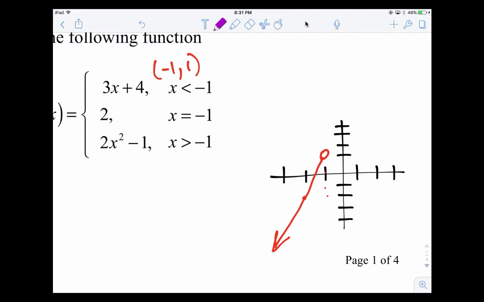The next one is f of x equals 2 at x equals negative 1. So at negative 1, positive 2, you want a filled in circle. That's it. It's just one single point on the graph where it's being defined. So that's all you have to do for that one.